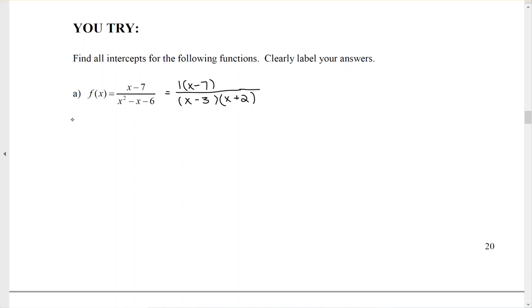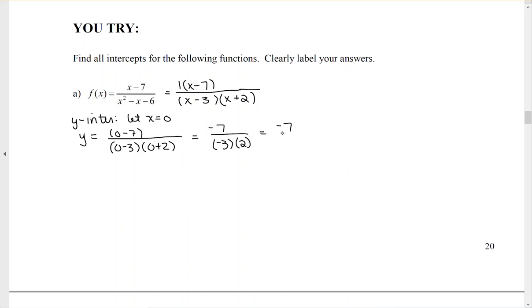So now we're going to go ahead and find our y-intercept. So I'm going to let x equal 0 and then solve for y. So y equals, I have 0 minus 7 over 0 minus 3 times 0 plus 2, or -7 over -3 times 2. And keep simplifying it. -7 over -6. When you divide two negatives, that results in a positive. So I have one y-intercept at 0, 7/6.